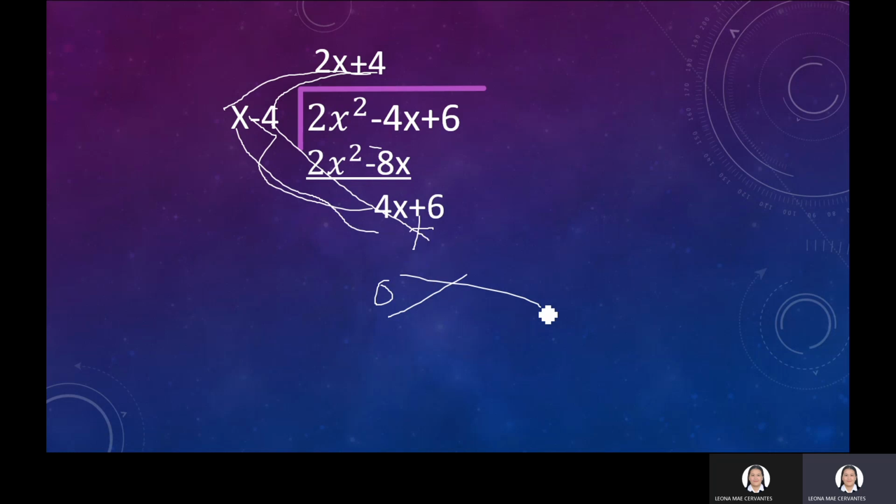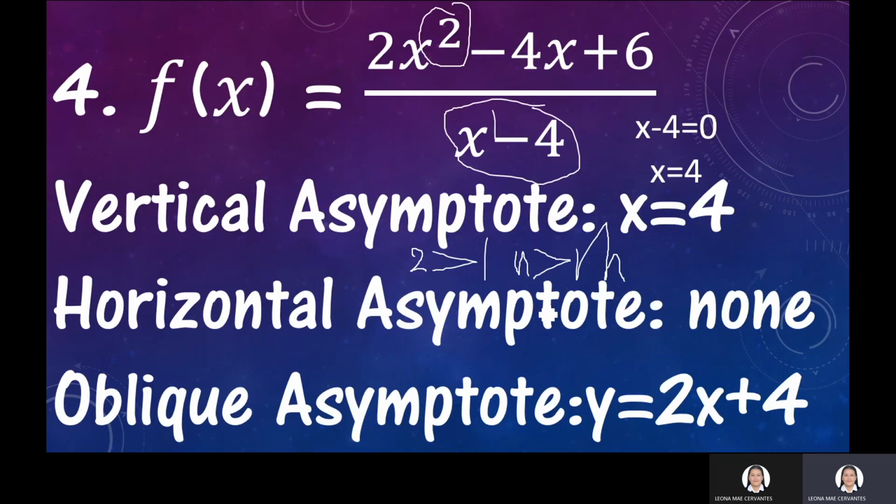Next. Again, for number 4, f of x is equal to 2x squared minus 4x plus 6 over x minus 4. Vertical asymptote, x is equal to 4. Horizontal asymptote, none. Oblique asymptote, y is equal to 2x plus 4. Okay? 1 point for vertical asymptote, 1 point for horizontal asymptote, and 1 point for oblique asymptote.